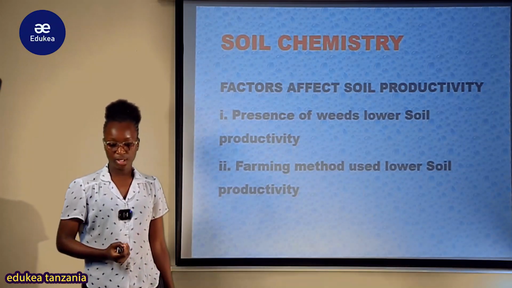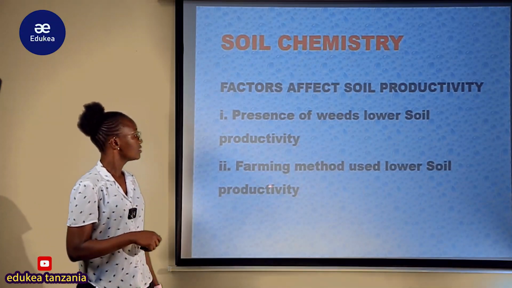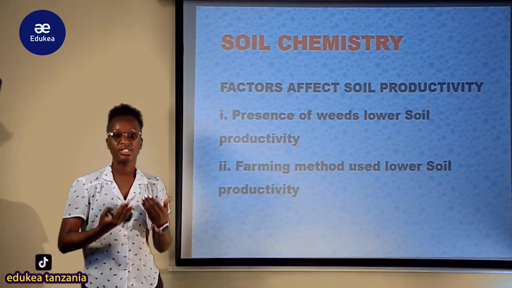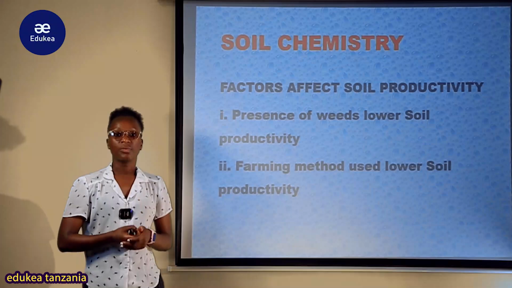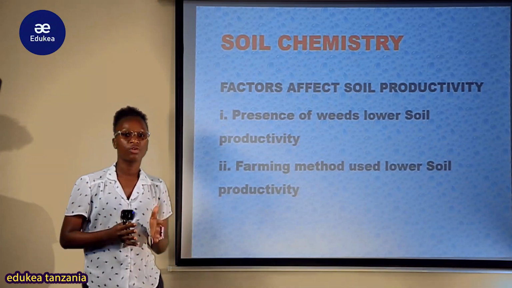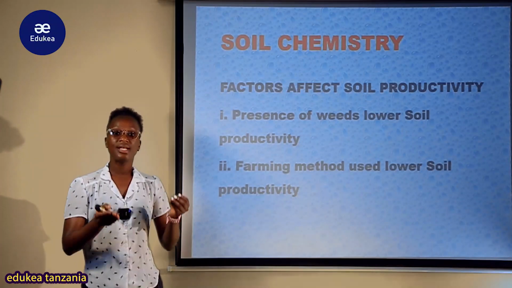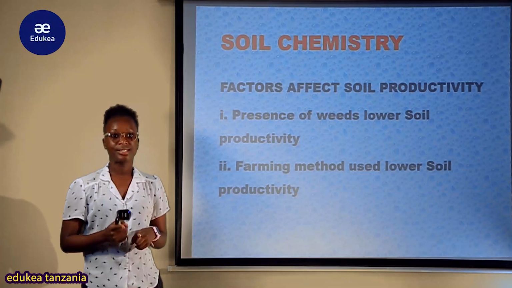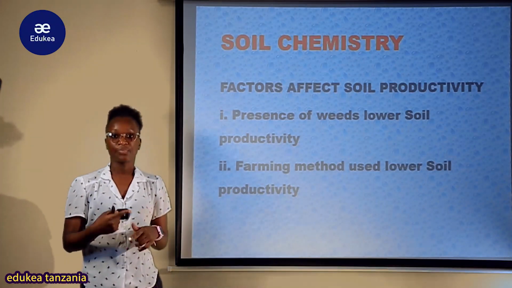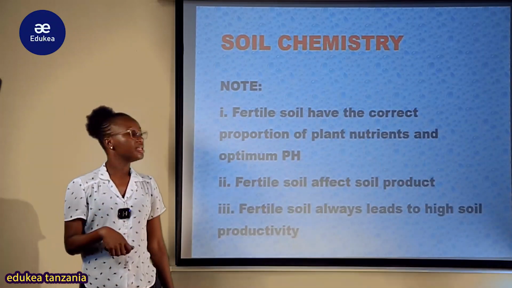As we proceed, my students, we are going to look at them one after another effectively. Another is the farming method used, which can lower productivity. Kwamba farming method tunaongelea zile njia zote zinazotumika katika farming process, katika ukulima. Utakuta kuna njia tofauti tofauti zinazotumika katika kufanya shughuli za kilimo. So zile njia kwa namna moja au nyingine zinapelekea kuathiri soil productivity.